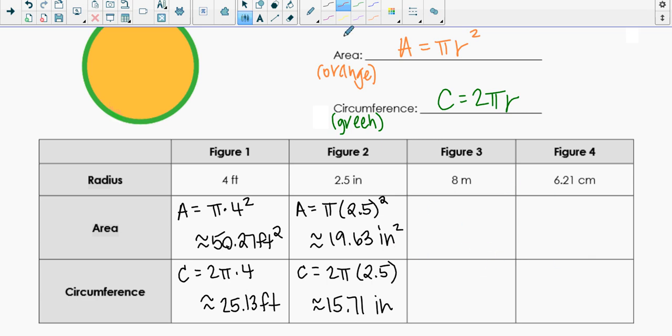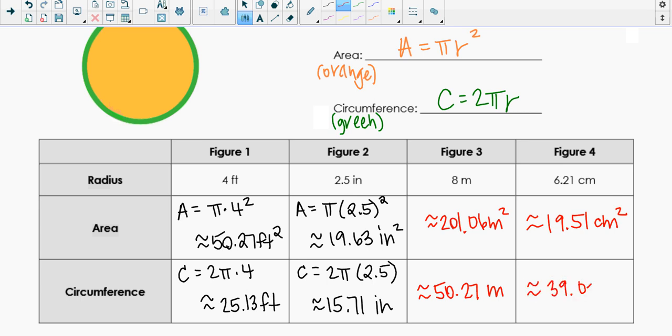If you want to pause the video right now, work through and make sure you're good on calculating them on your own, I'll throw the answers up. The answer for this one should be about 201.06 meters squared, and the circumference should be about 50.27 meters. Over here you have about 19.51 centimeters squared and 39.02 centimeters. All right, I think we're good there.